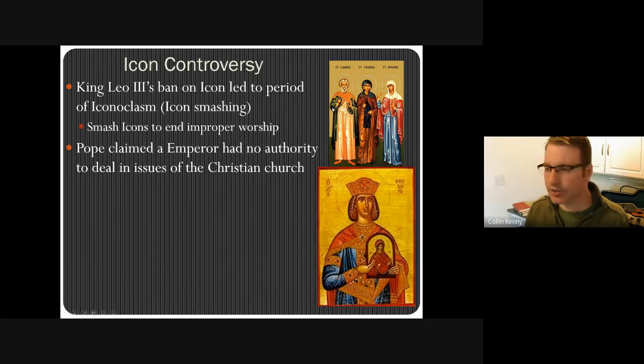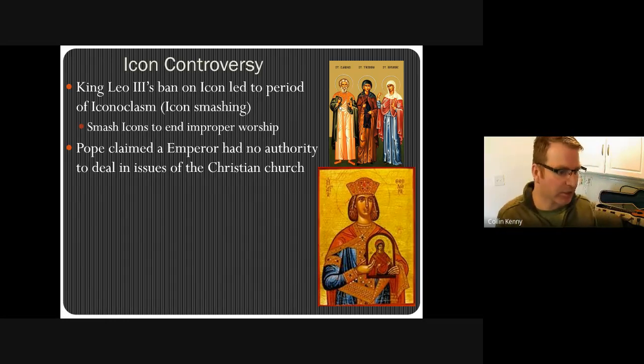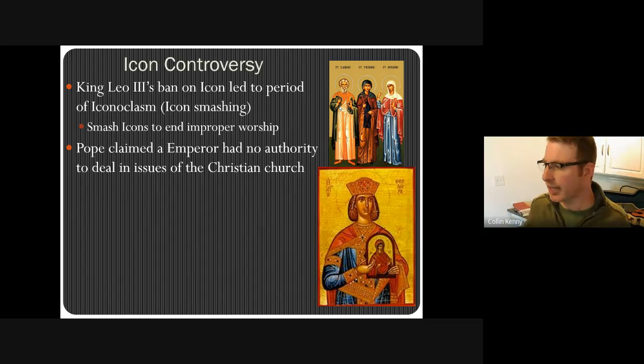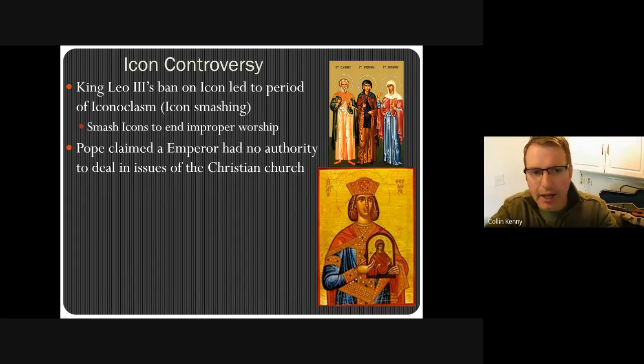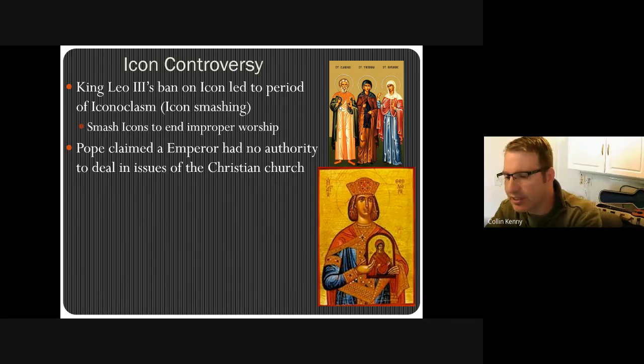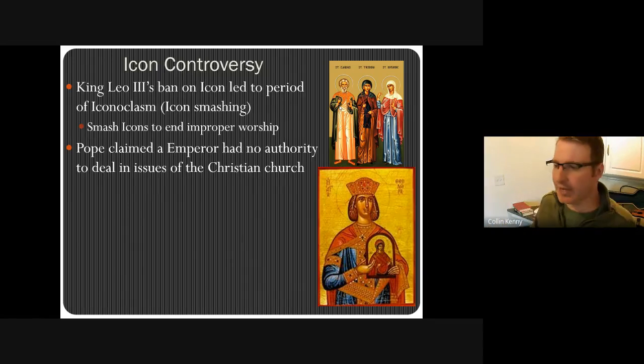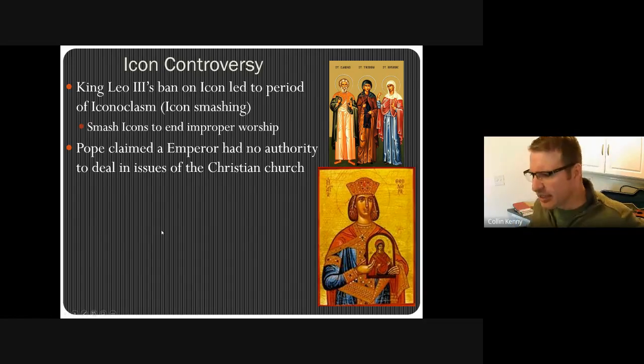Now, here's the thing, though. Remember, we had two different people saying they were in charge of all Christians. Because when Emperor Leo III says, no more icons, smash them, he was saying that with the authority of the Patriarch of Constantinople. He was saying that with the authority of being in charge of all Christians. So there were lands that the Byzantines controlled that Roman Catholics lived in. And the Byzantines came in and started smashing the icons. And the Pope said, hey, wait a minute. You do not have the authority to say anything to do with the church. I am the authority in the church. I am the vicar of Christ. This is the Pope speaking, not me, Colin Kenny.